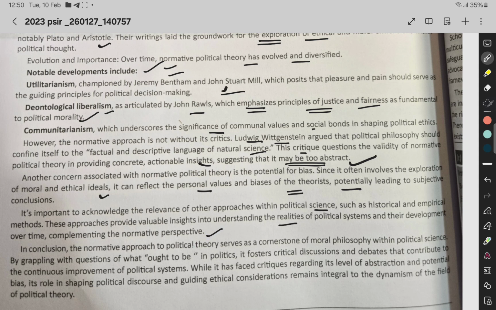complementing the normative perspective. So, in conclusion, the normative approach to political theory serve as the cornerstone of moral philosophy within political science. By grappling with question what ought to be in politics, it fosters critical discussion and debates that contribute to the continuous improvement of political system. While it has faced critics regarding its level of abstraction and potential bias, its role in shaping political discourse and guiding ethical consideration remains integral to dynamics of field of political theory.